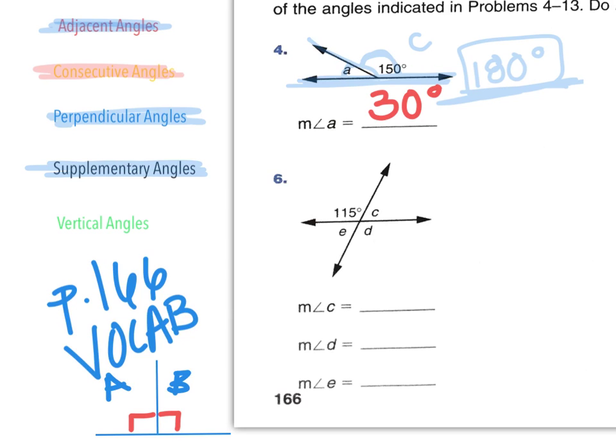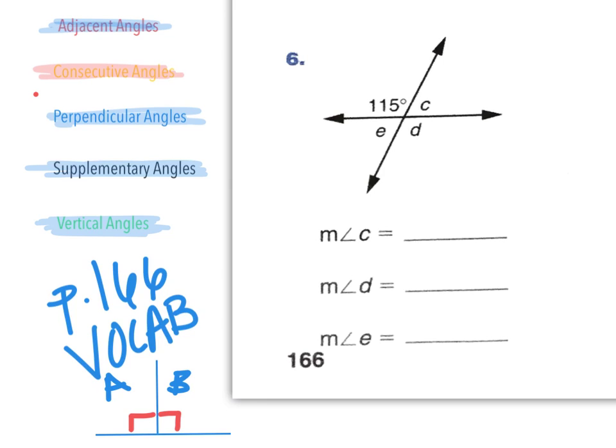Now our final vocab that we're going to look at together is vertical angles. This one is really fun, I think. It's a good way for us to find angle measures using reasoning. So let's look at number 6 on page 166 right here.